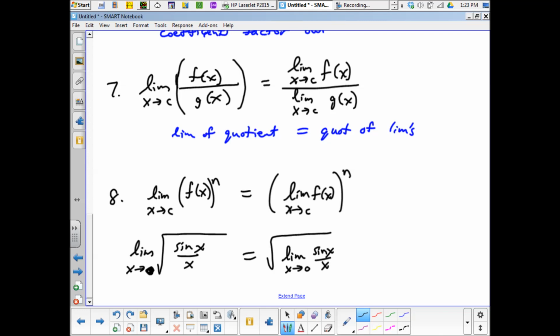And if I'm not mistaken, we memorized this yesterday. What was the limit of sine x over x? 1. Right. So that rule is very powerful. Maybe the pun is intended. I don't know.